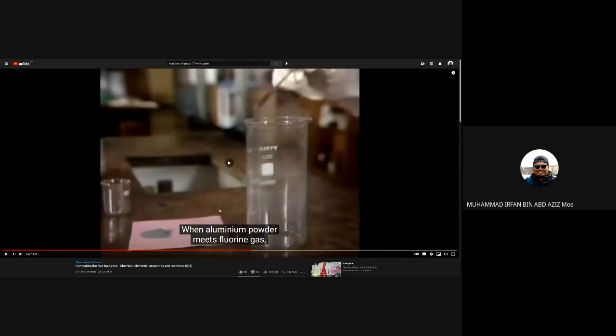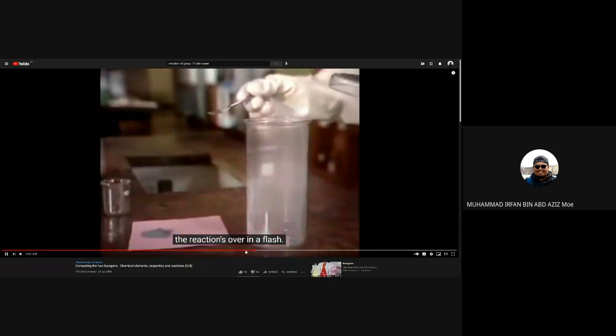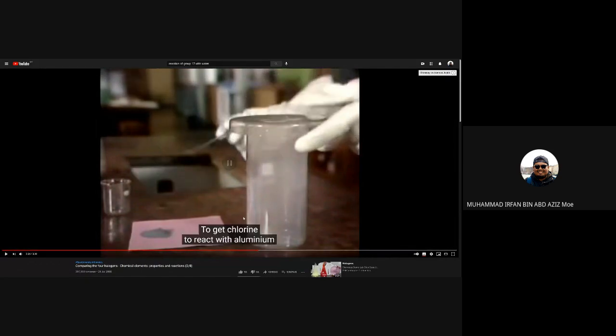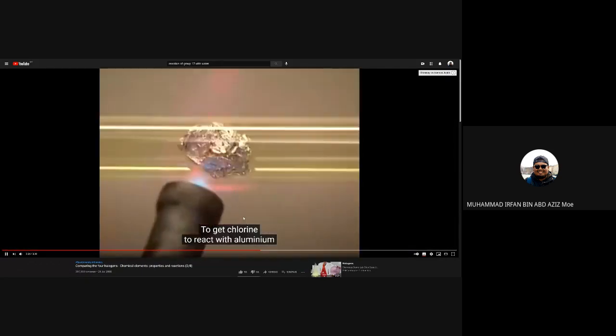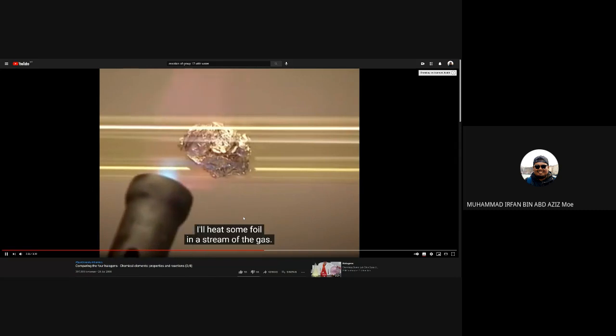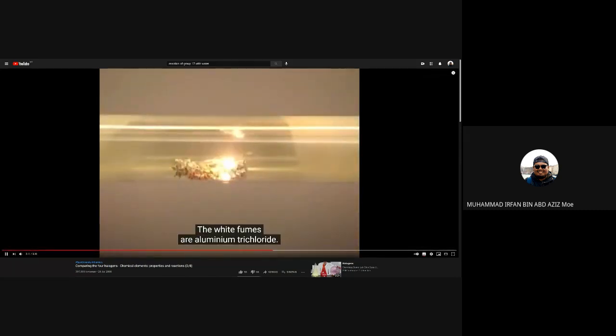Okay, it is quite slightly slower than when reacting with fluorine just now. With fluorine, the reaction's over instantaneously, in a flash. Blink your eyes for a moment and it's done. But with chlorine, I'll heat some foil in a stream of the gas. It is not very fast, it's slow. The white fumes are aluminium trichloride. Okay.